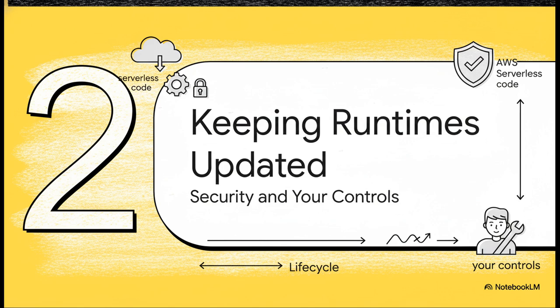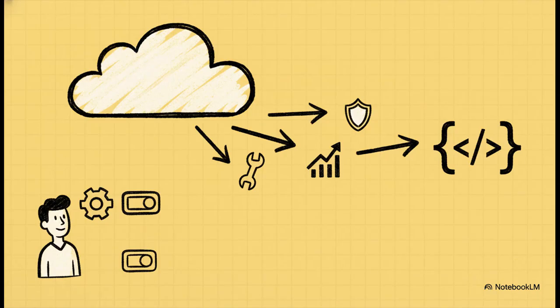Now we've got to talk about keeping them patched, keeping them secure, and, this is the important part, how much control you actually have over that whole process. One of the huge wins of serverless is that you get to offload all that operational headache. AWS does the heavy lifting here. They handle patching the runtimes with security updates, bug fixes, all that good stuff. But, and this is a big but, that doesn't mean you're just a passenger. You have way more control than you might realize.